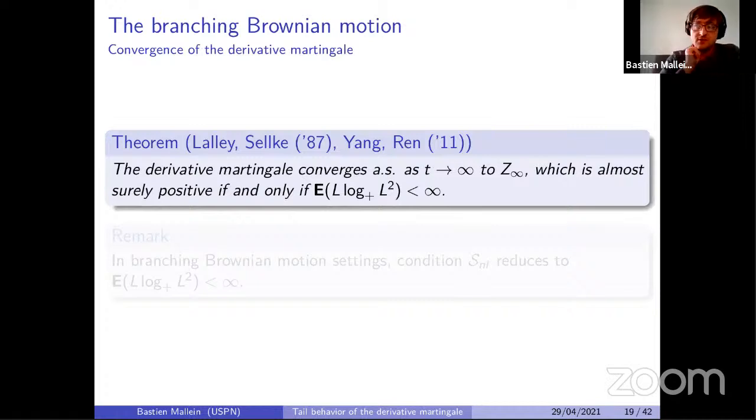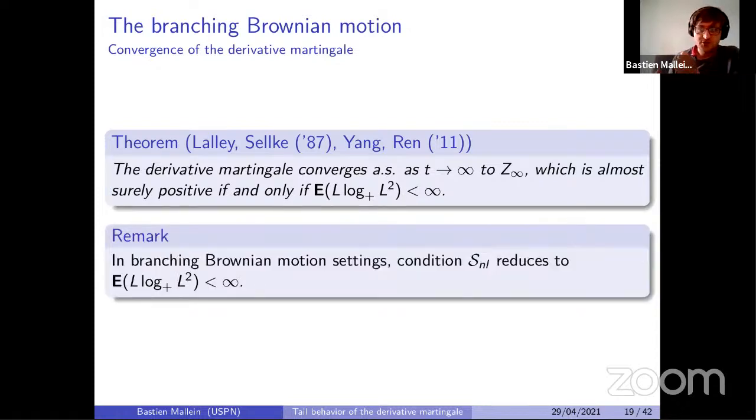Okay. So Mallein and Selke showed that for the branching Brownian motion with dyadic branching, so where at every time you split to two offspring, the derivative martingale converges almost surely as time goes to infinity to D_infinity, and this result was improved by Yang and Ren, who gave a necessary and sufficient condition for the non-degeneracy of the limit of the derivative martingale. And this condition is the L log L squared moment, so very similar to what we see in branching random walks, right?